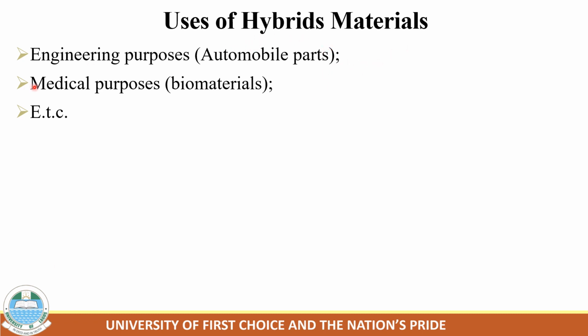So, uses of hybrid material. Hybrid materials are used for engineering purposes. In the automobile industry, you can find the application of hybrid material. The majority of automobile parts are made up of hybrid materials, unlike the olden days where the majority of the parts were made of iron only. This time around, they are made up of hybrid material. They are lighter in weight and tougher. Hybrid materials are also commonly used for medical purposes. That's the biomaterial. When we get to the next topic, we are going to talk extensively about biomaterials.